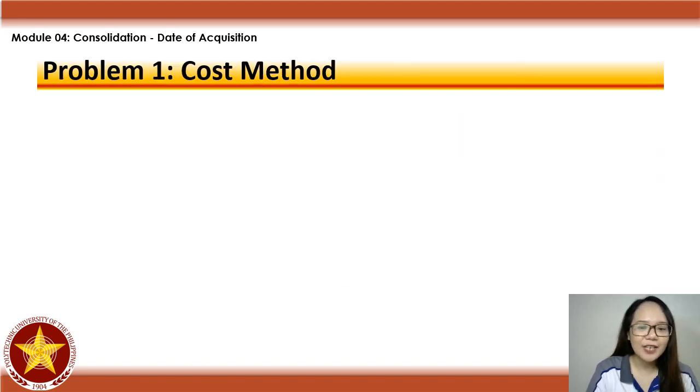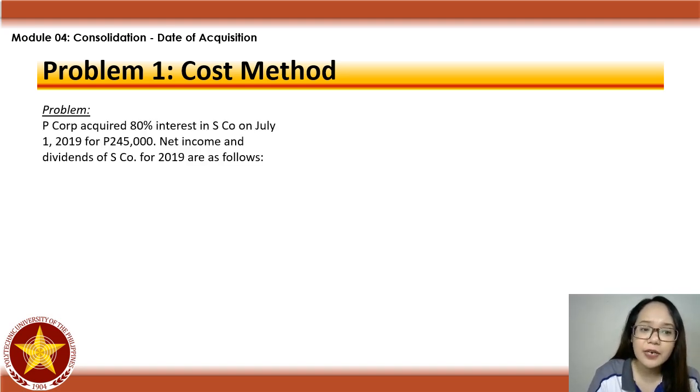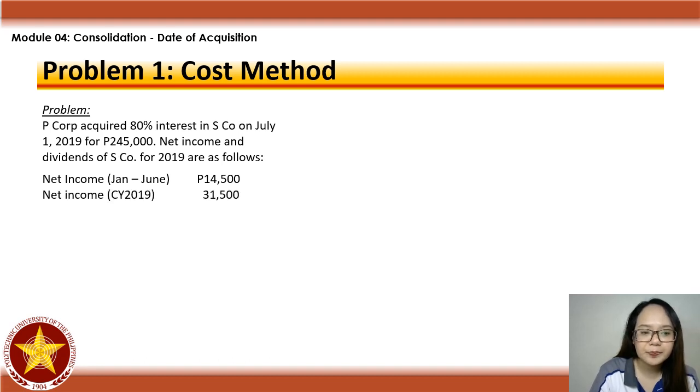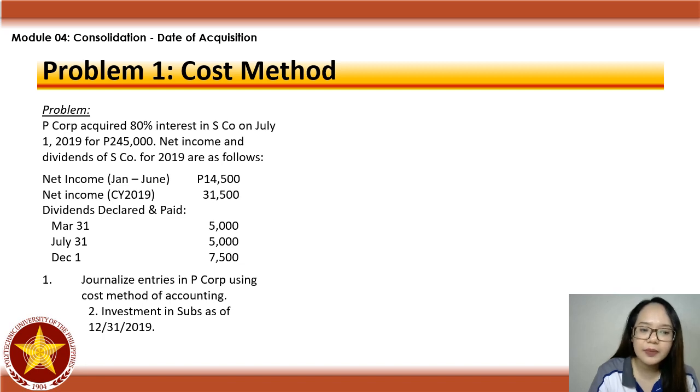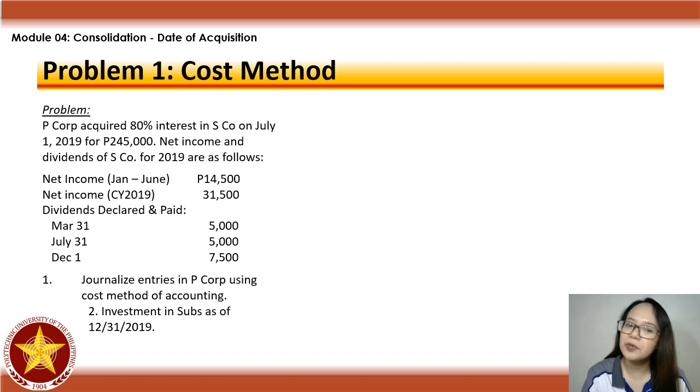Try natin, solve tayo ng problem under cost method. So, the problem is, P Corporation acquired 80% of S. Net income and dividends for 2019 are given as follows. Net income for January to June and for the whole year 2019. Dividends declared and paid on March 31, July 31, and December 1. Requirements: journalize entries in the parent company using cost method of accounting, and magkano yung investment in subsidiary account as of December 31, 2019. Sabihin natin, at kaso alam mo na kaagad na cost yan, yung balance ng investment.